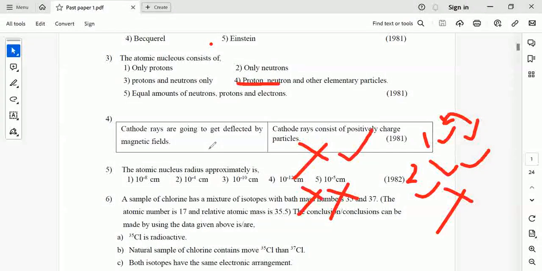Right? Cathode rays are going to get deflected by magnetic fields. Yes, cathode rays are negatively charged particles. They are deflected by a magnetic field. The first one is true. Cathode rays are electrons. They are negatively charged, but they're not positive charge. True and false. Then the answer should be 3. Right? There's no other option. You have to write 3.